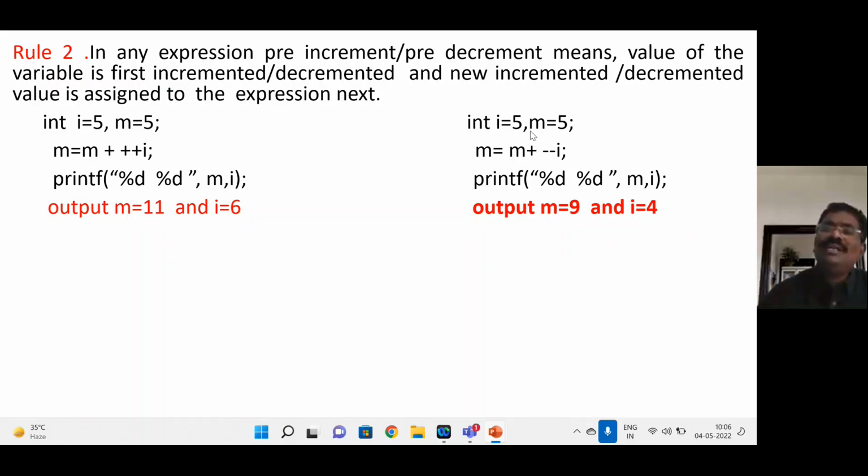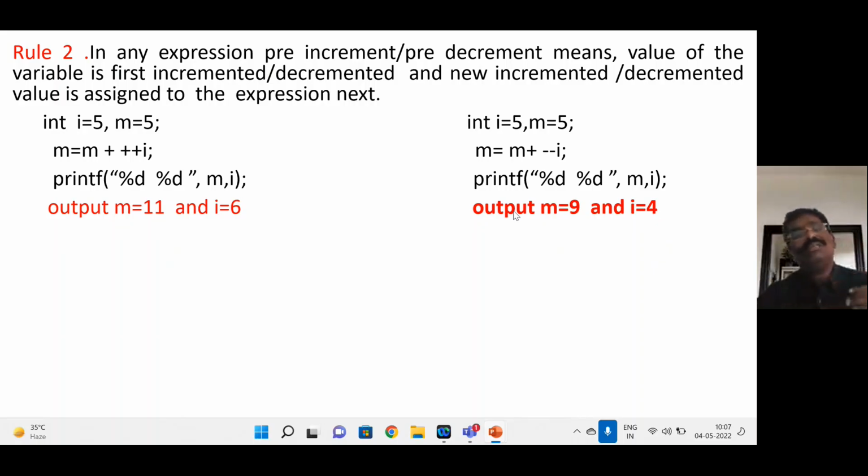In the same way, in the decremented value, int i = 5, m = 5, m = m + --i. This is the pre-decrement. So printf %d and %d, then we are using m comma i. Output is m = 9 and i = 4. That means here first the i value is decremented by 1. After that, the decremented value is assigned to m. So that is the reason I got m = 9 and i = 4.